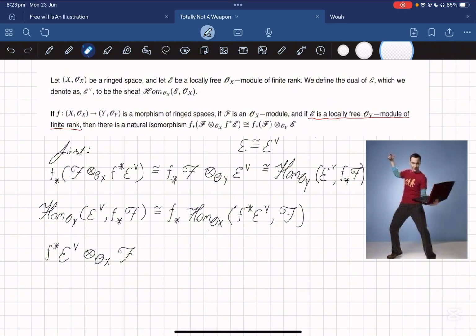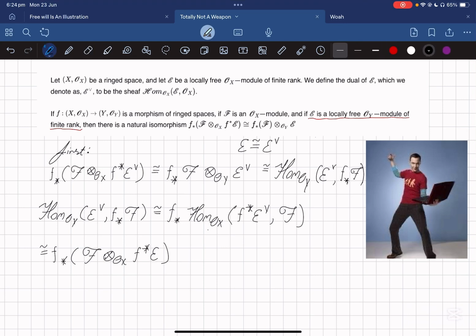So, flipping the tensor around to make it look like the problem, we find that with its decomposition, we get the push forward of F tensored with X with the pullback of E as the final, well, we could write it as dual, but we can also replace it with E. And that confirms there is a natural isomorphism through those properties of adjunction and conversion.